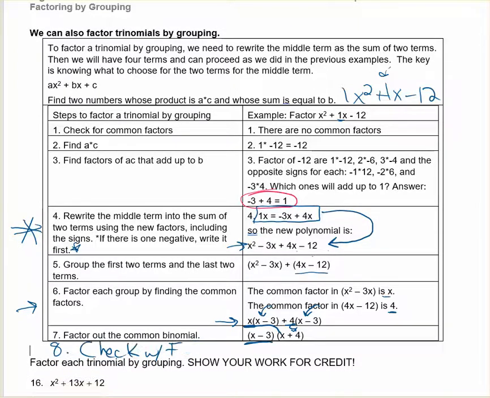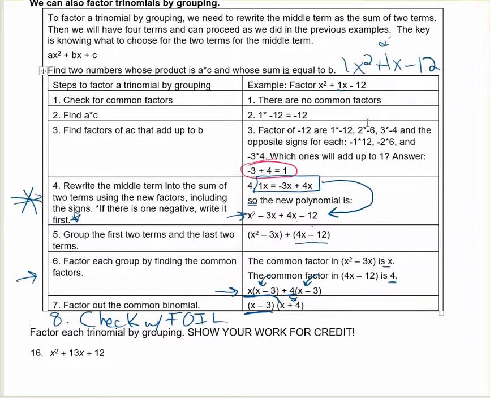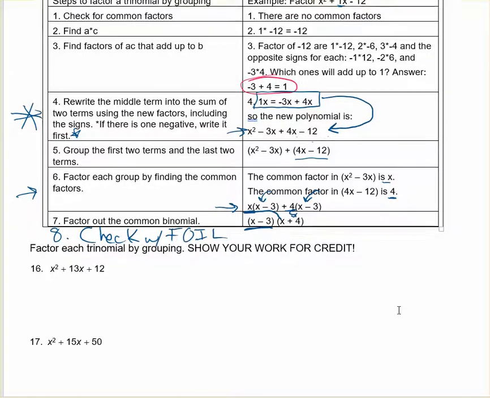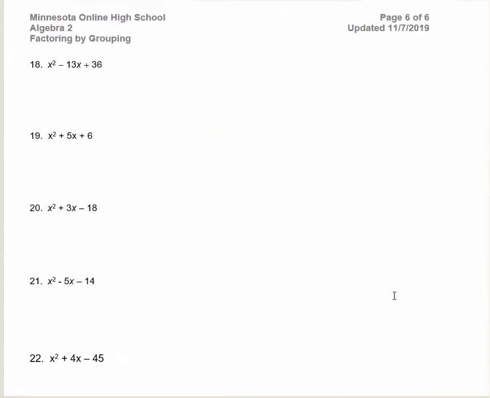Move back up. There we go. So you can check with FOIL or the other methods for multiplying binomials. And you should get what you started with, x squared plus 1x minus 12. If you don't, then start over. Fix it. So it's not that hard of a process, but let's just do a couple to practice.